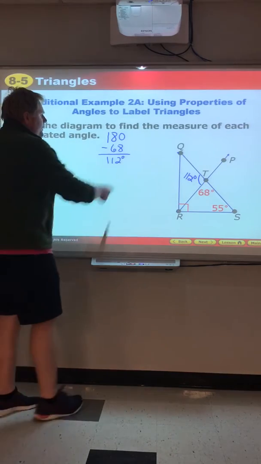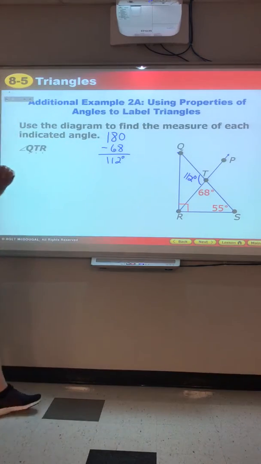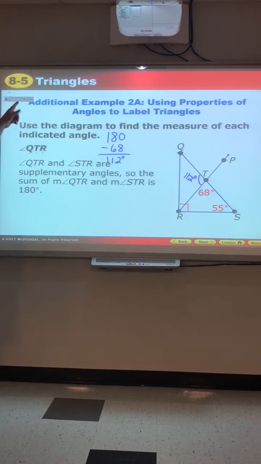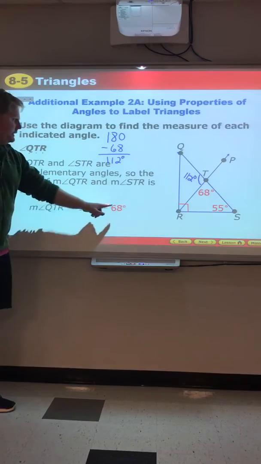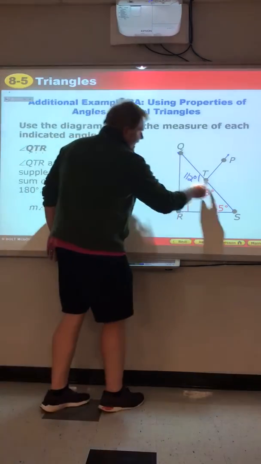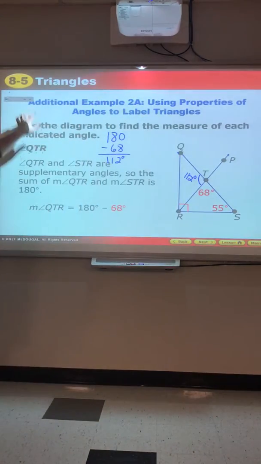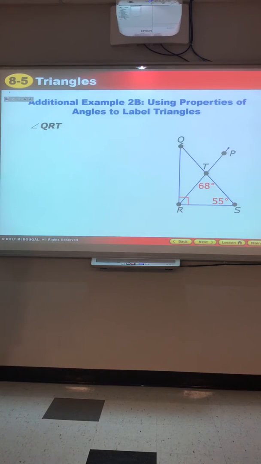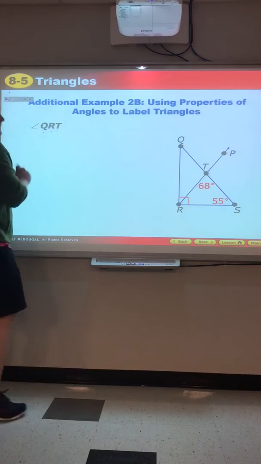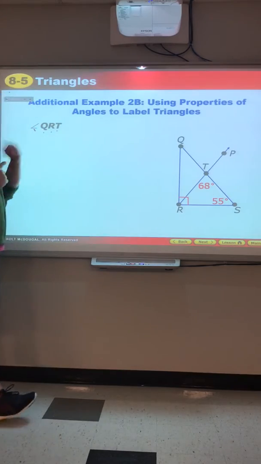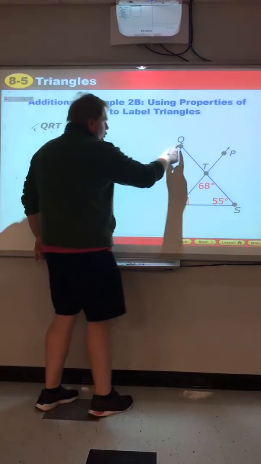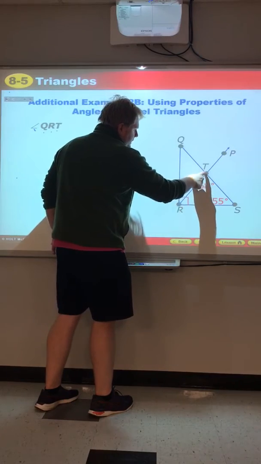Now, we've got QTR. They did that by taking 180 minus 68 because we had a straight angle. Let's see what they ask about next. Now they want to know QRT. Angle, remember angle, it's different. QRT.